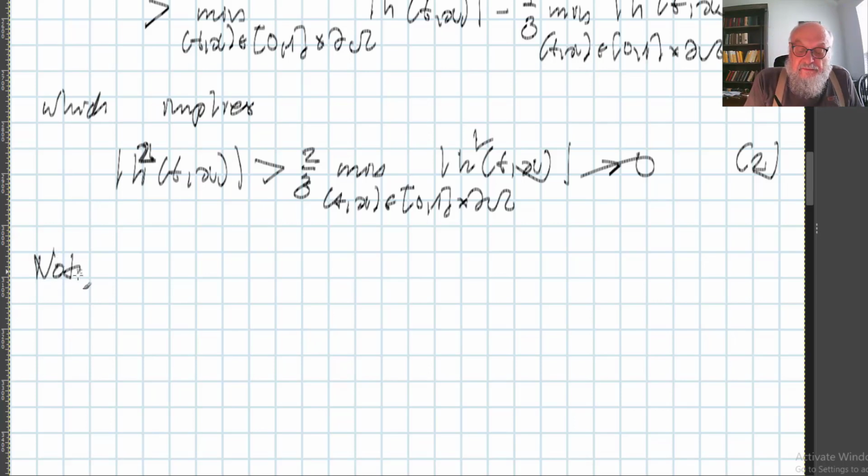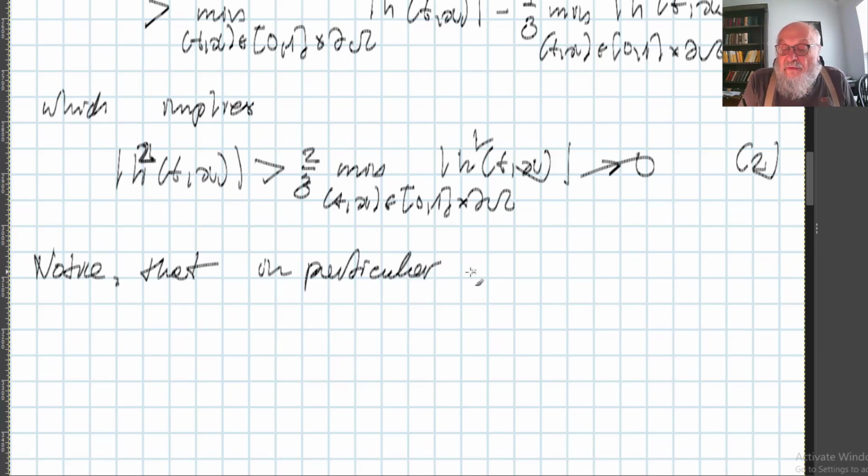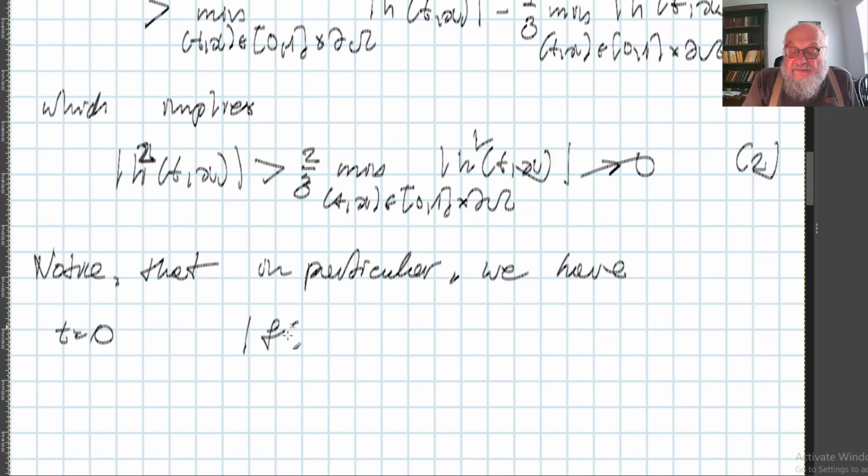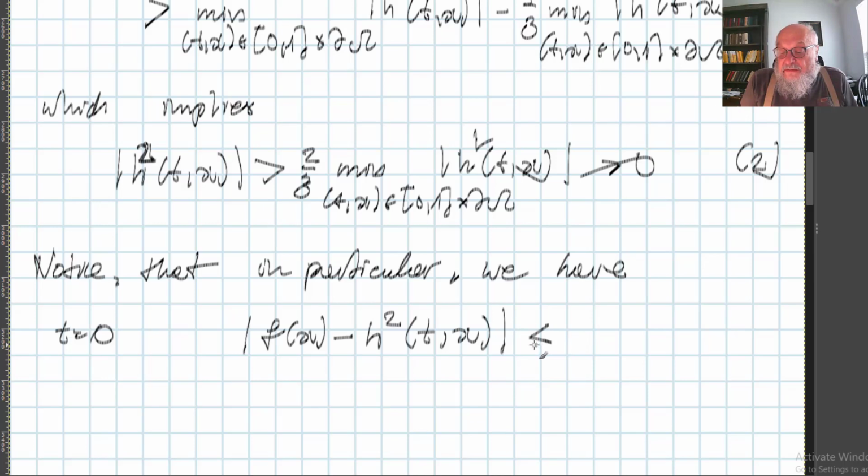Notice that in particular we have the following. So if you take, for example, t equal to 0, in such a case |f(x) − h2(t,x)|, because this is an epsilon 1 approximation, will be smaller than or equal to epsilon 1 for t equals 0.